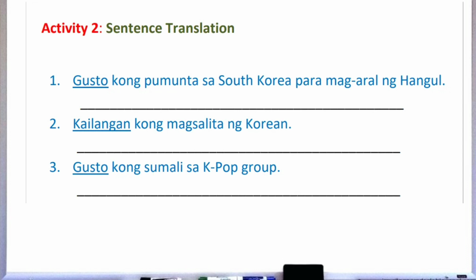In lesson 15, if you can still remember, we discussed the differences among these 3 underlined words here. Number 1 is gusto. It could be like or want. And then number 2 is kailangan, which is need in English. And then number 3, there's another gusto. You need to figure out whether this one is a like or a want. So you should be able to understand the thought of each sentence before you'd be able to use those 3 words that we learned from lesson 15. I am going to give you 1 minute for these 3 sentences to be translated to English. Your timer starts now.